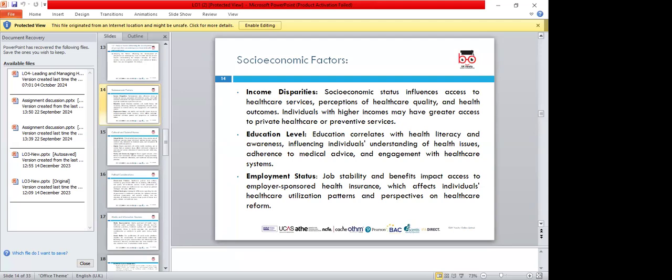Job stability and benefits impact access to employee sponsored insurance, which affects individuals' health utilization patterns and perspective on healthcare. Again, it's a problem. I mean, you may still enjoy the NHS for free if you are not working or if your job is not stable. However, it still has some impact on your healthcare, because not everybody would have the money to even buy the medicine that has been prescribed for them. You know what I mean?